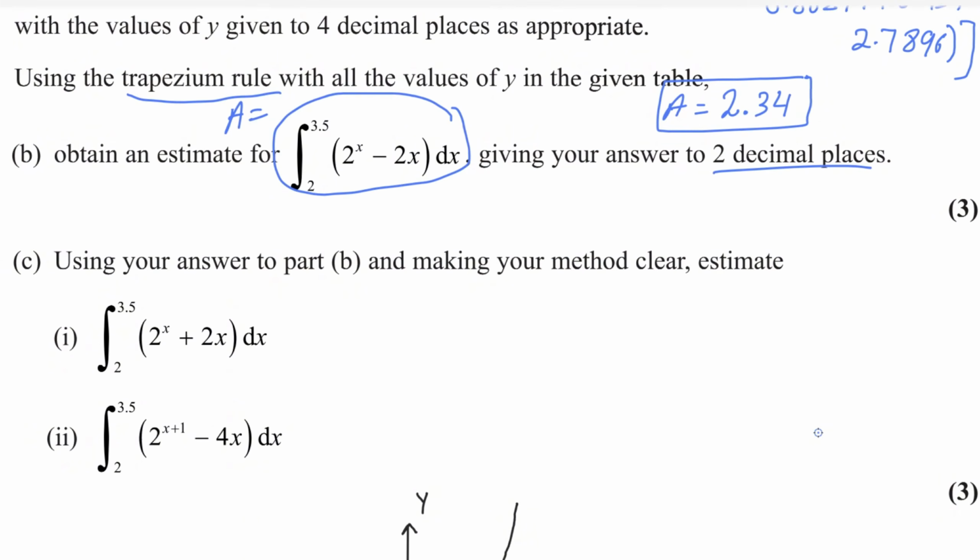Now for the last part, using your answer to part B and making your method clear, estimate the integral from 2 to 3.5 of 2 to the power x plus 2x dx. We found the answer for the integral in part B, which equals 2.34. We will use this result in the upcoming question parts. For the first part, we want to find the integral from 2 to 3.5 of 2 to the power x plus 2x dx.